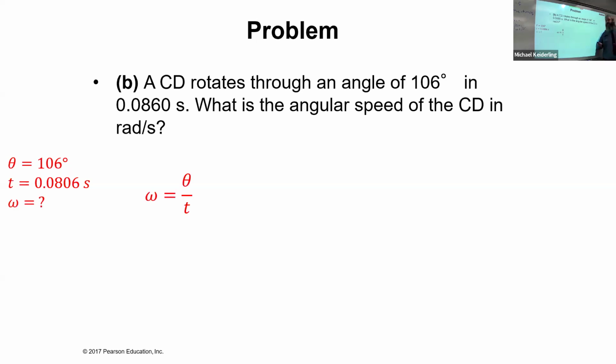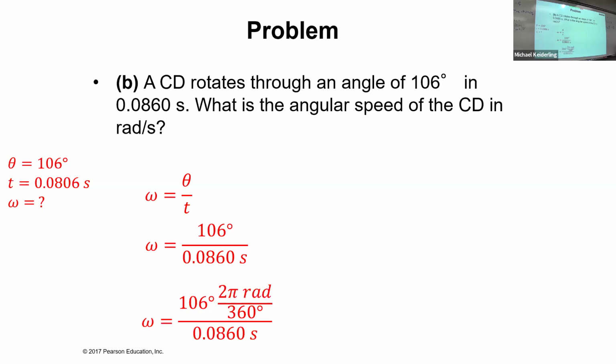So omega is going to be theta over t. So 106 degrees over 0.860 seconds, but we want this in radians per second. Well, 2 pi radians is 360 degrees, so we multiply by 2 pi radians divided by 360 degrees. We get 1.85 radians over 0.860 seconds, which will give you 21.5 radians per second. This whole section, when we're dealing with radians and degree rotation, is where you have to be very careful about what mode you're calculating.